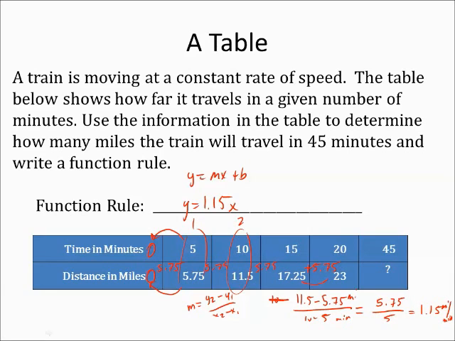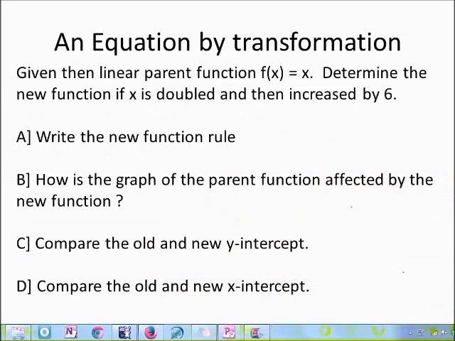So by doing the constant differences again, I just did this minus this, this minus this, we were able to find out that every time time went up 5 minutes, the distance went up 5.75 miles. And so therefore we had our slope. We're also able to get the x-intercept, which is 0. And so now you can very easily get how many miles the train will travel in 45 minutes. Because you just put 45 there. And in the end, you should get 51.75 miles. Okay, check it out. Make sure that you can get that number. And we're nearing the end.